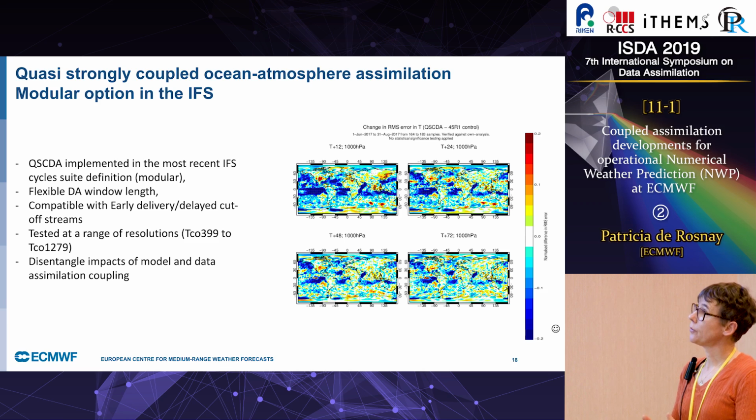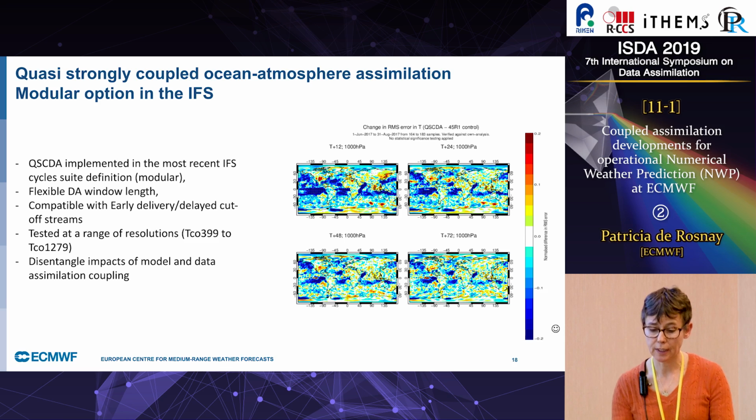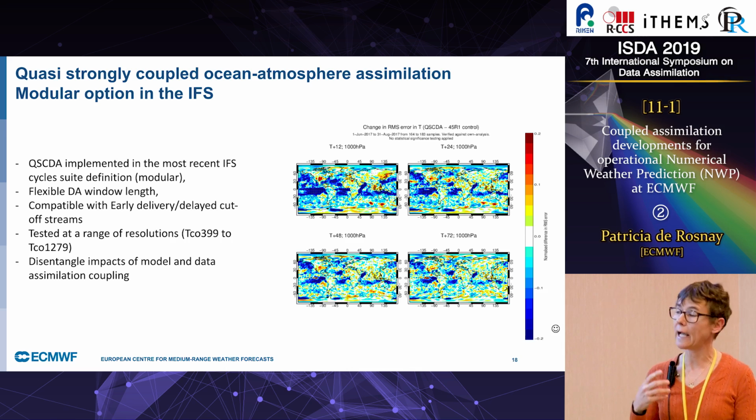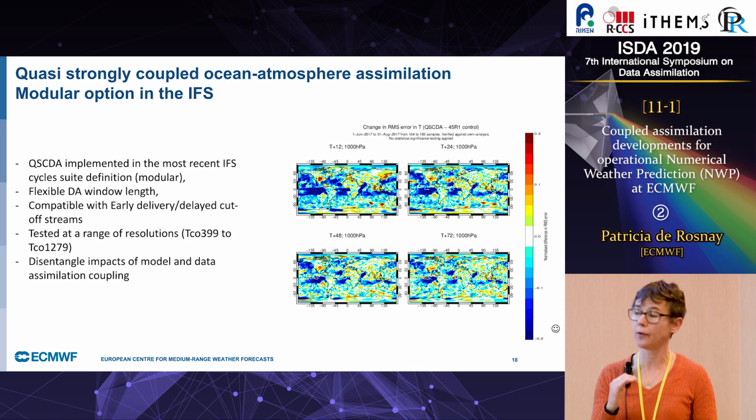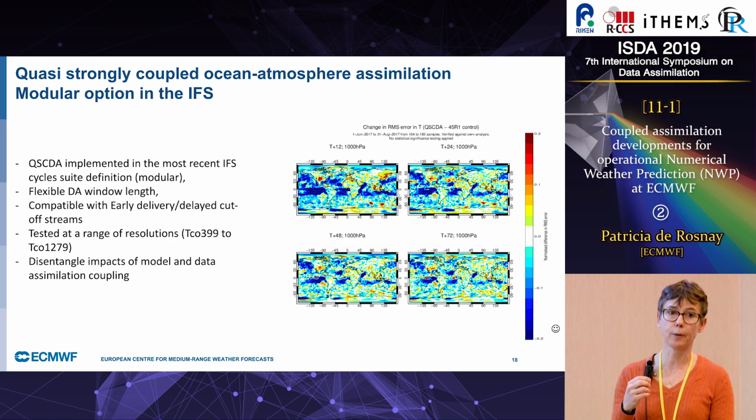This slide shows an example of the root mean square error reduction between the quasi-strongly coupled assimilation and the control, 45R1. So we have a large reduction in the root mean square error. Still some issues over land, and here it's related in the US to diurnal cycle issues in the coupled trajectories, which switch off the convection in the US. So we are working on that at the moment.